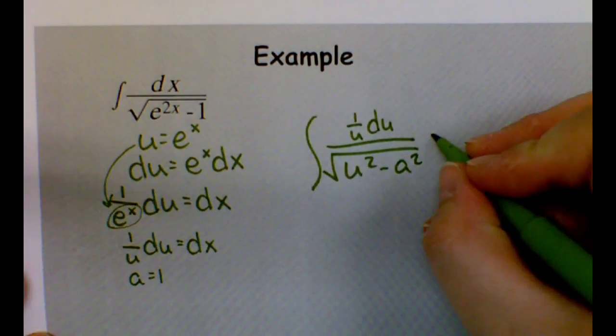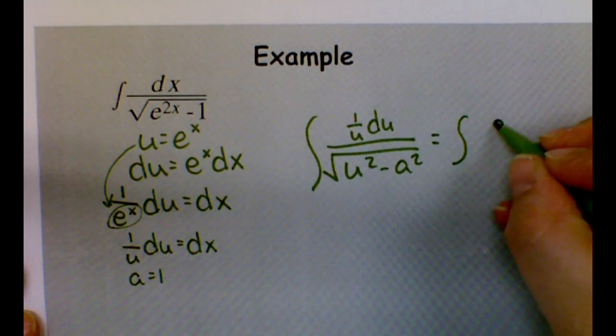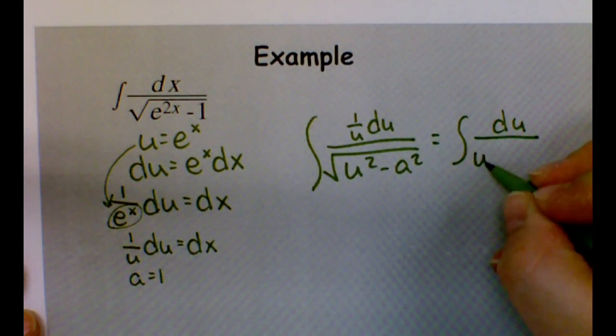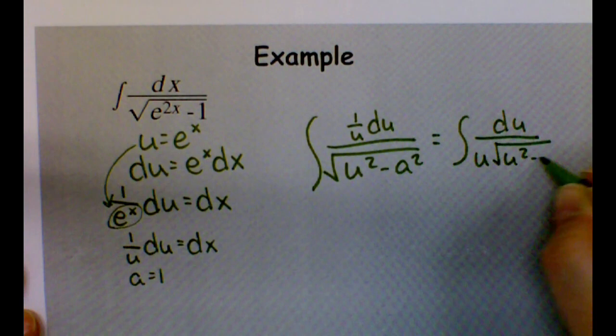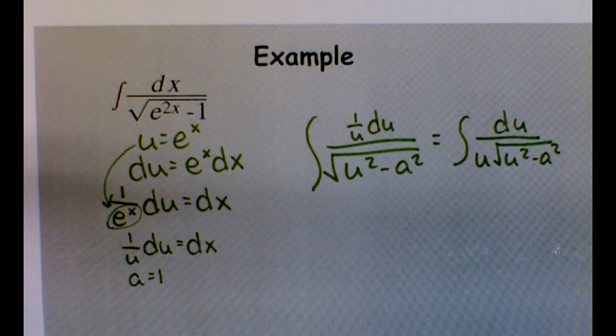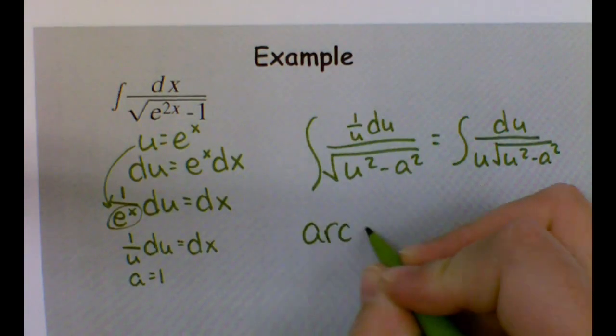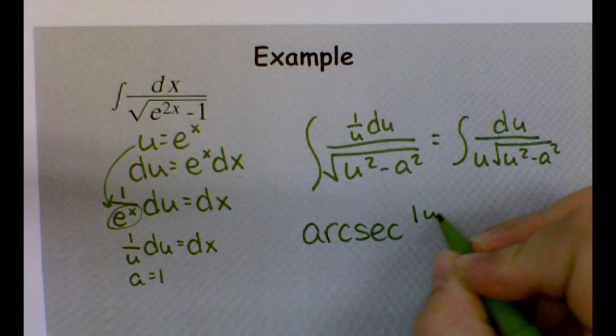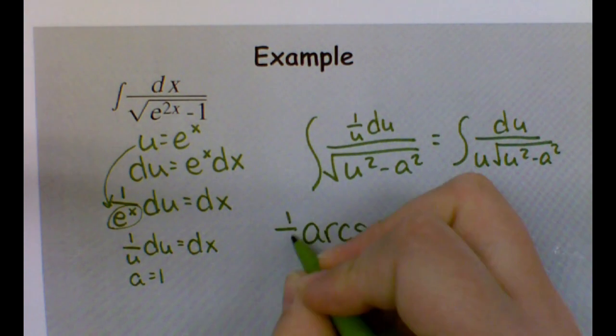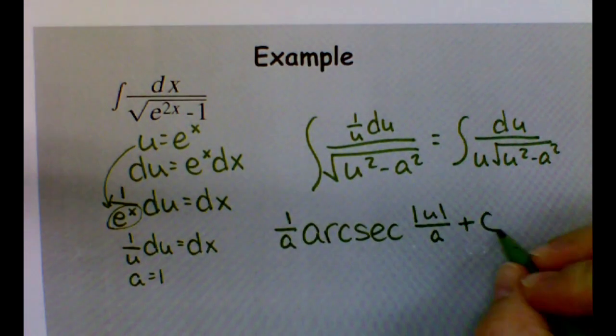And if we simplify that a little bit, clean it up a little, we have du over u square root u squared minus a squared. Now we see, oh, this is actually an arcsecant problem. So the answer is arcsecant, absolute value of u over a, and 1 over a out front, plus c.